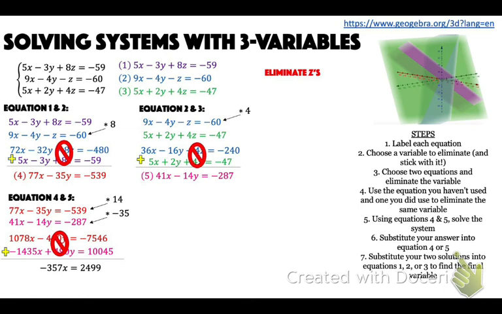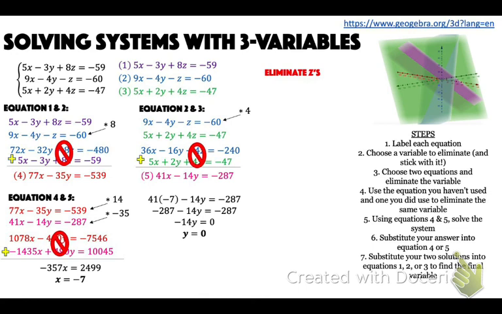Divide by that negative 357, and you get x equals negative 7. It will always end up as a whole number. If it doesn't, something went wrong, you need to go back. Okay? Then we can take that, plug it into equation 4 or 5. So I have 41 times negative 7 minus 14 times y equals negative 287, which that's negative 287 minus 14y equals negative 287. So negative 14y equals 0, which means y equals 0.